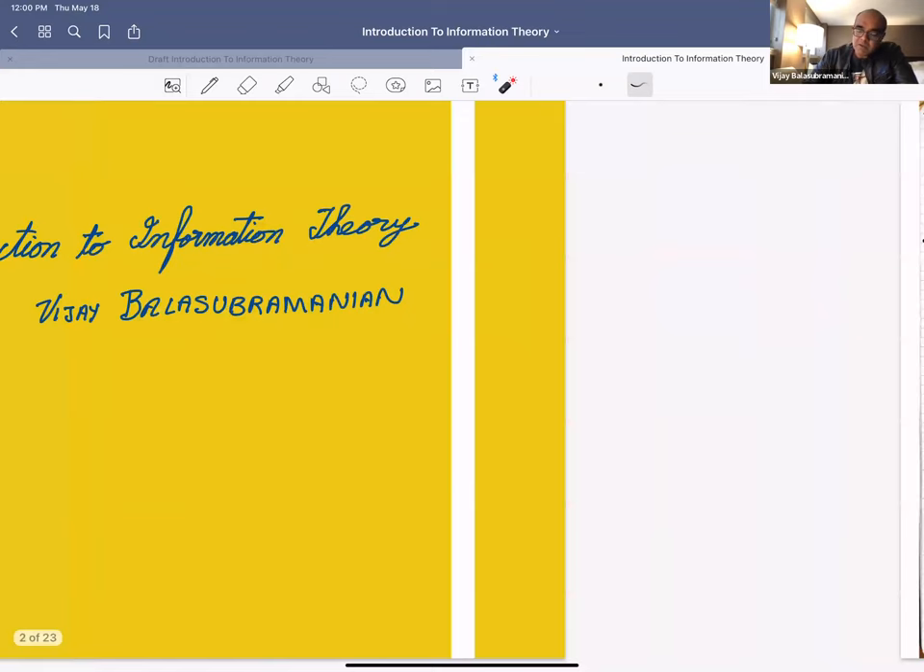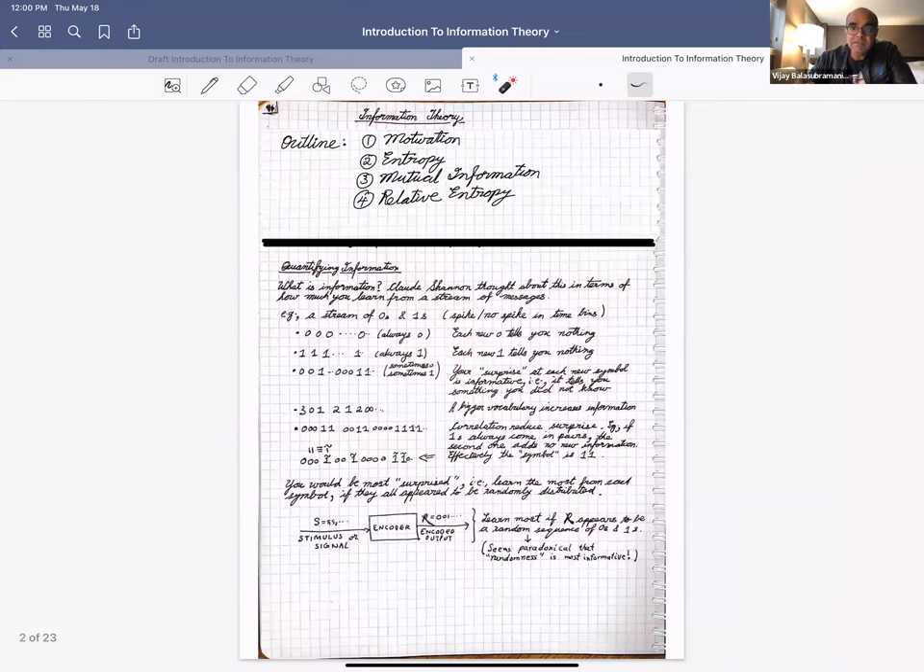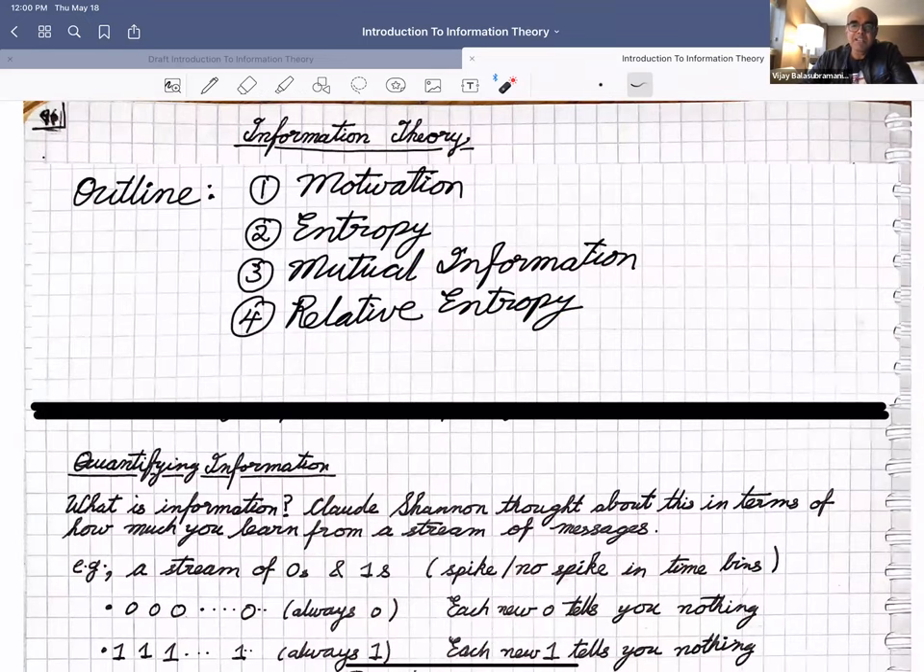So let me start by talking about the outline for today's lectures. Let's see if this will move. There's a little bit of a delay from when I move my iPad and when I talk, so I hope that's not too unnerving.